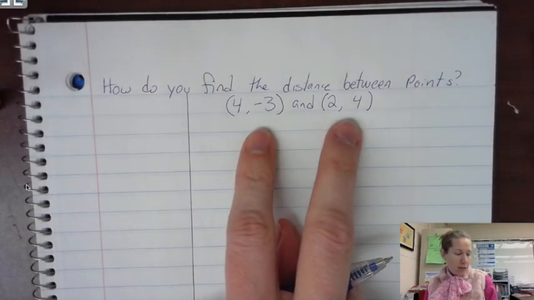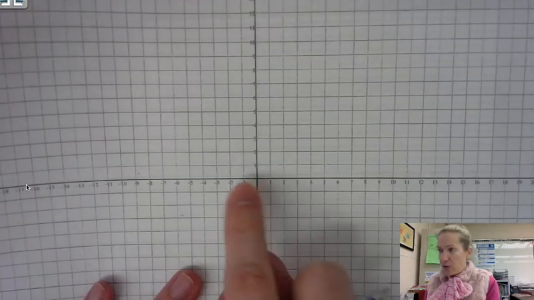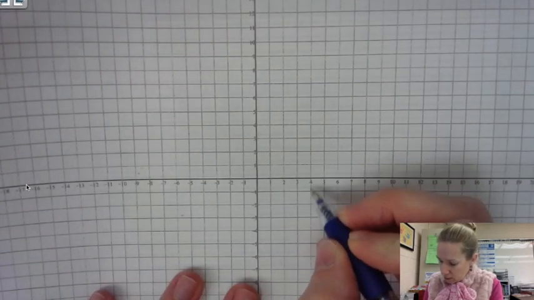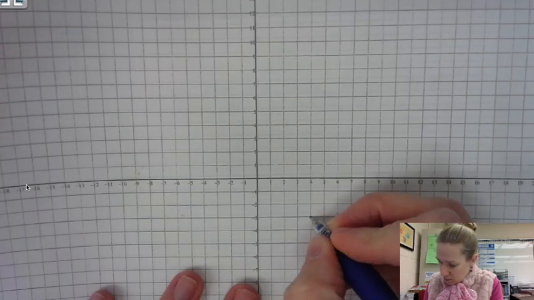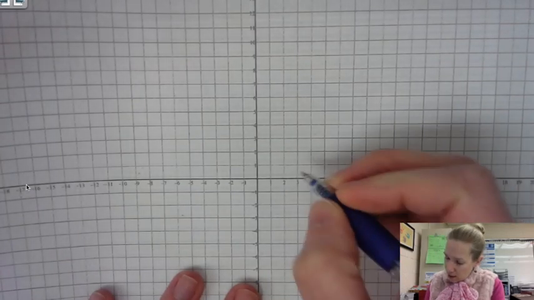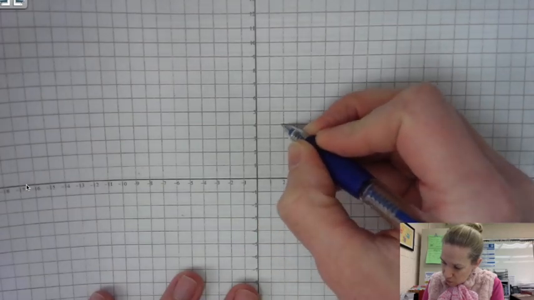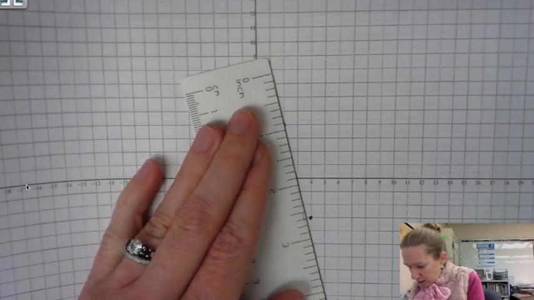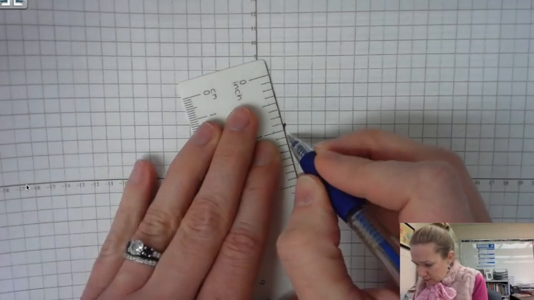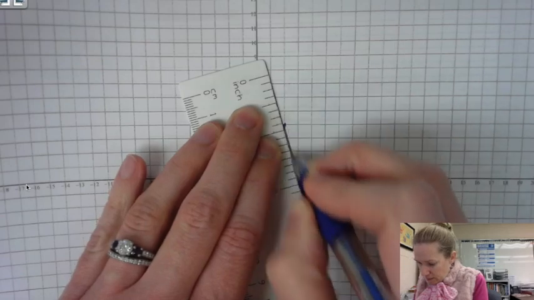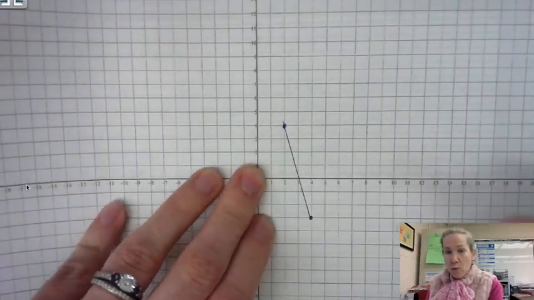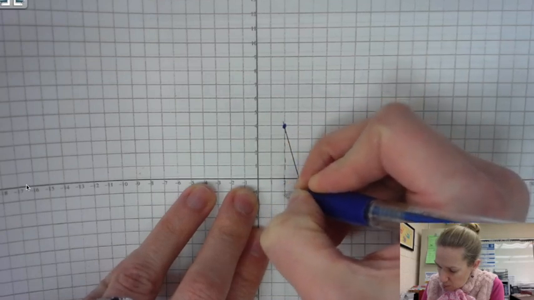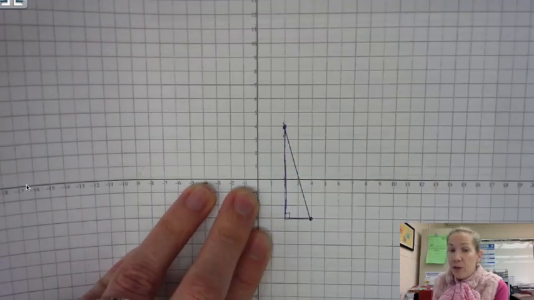One suggestion is to take a coordinate plane and graph those 2 points. So I go 4, -3, and then 2, 4. And what you're trying to find is the distance, a straight line. To do this on a coordinate plane, you would just make a right triangle and then use the Pythagorean theorem.